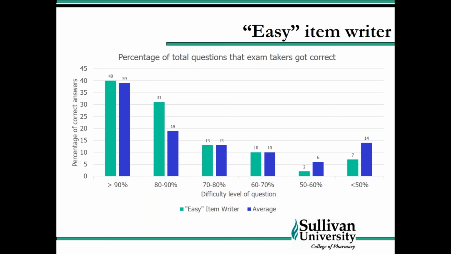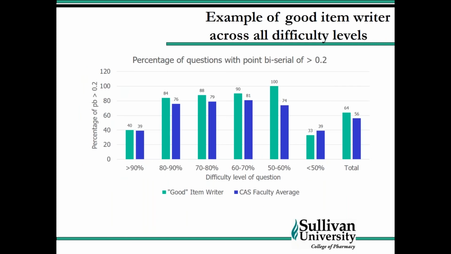This is an example of an item writer that writes good questions across all the difficulty levels. And I don't see this very frequently. So this would probably be my best item writer at the college. As you can tell, their questions perform better than their peers on all the categories except the minus 50. So I'm very happy with this item writer. This also helps me with the mentoring piece as well. So this item writer can help those faculty that aren't quite as good at item writing.